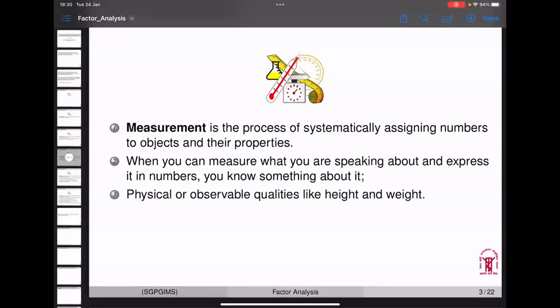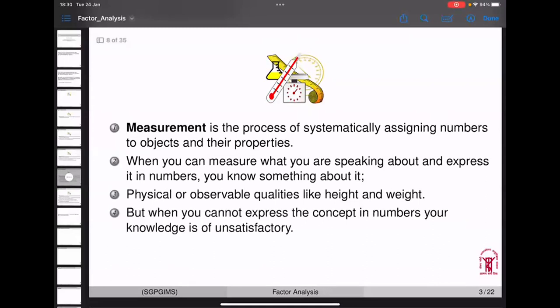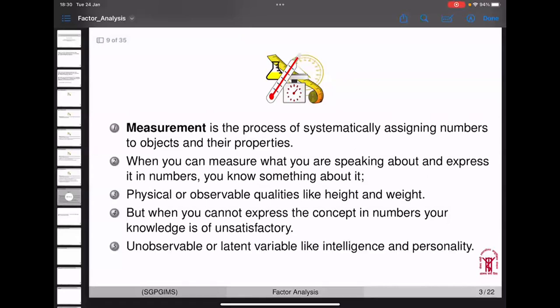All the physical or observable quantities like height, weight, mass, all these are observable, and we have standard international units to measure them. But when you cannot express the concept in numbers, your knowledge is unsatisfactory. And to make it satisfactory, to make it admissible into the scientific community, you have to do research.